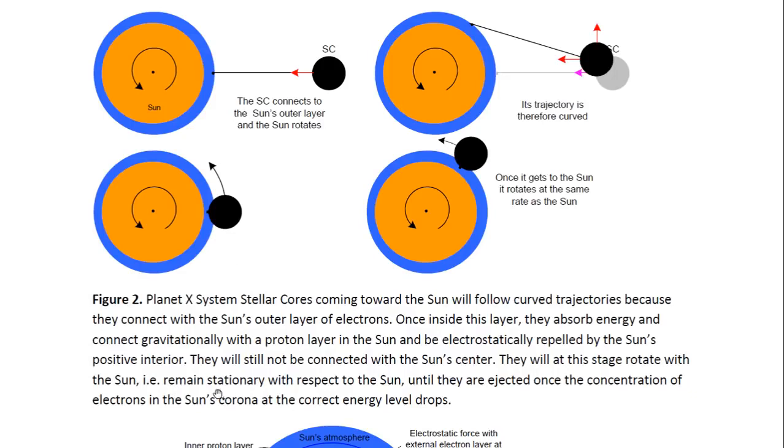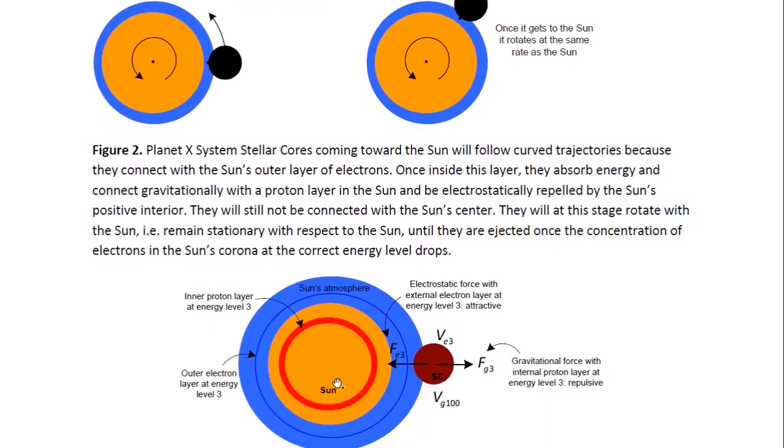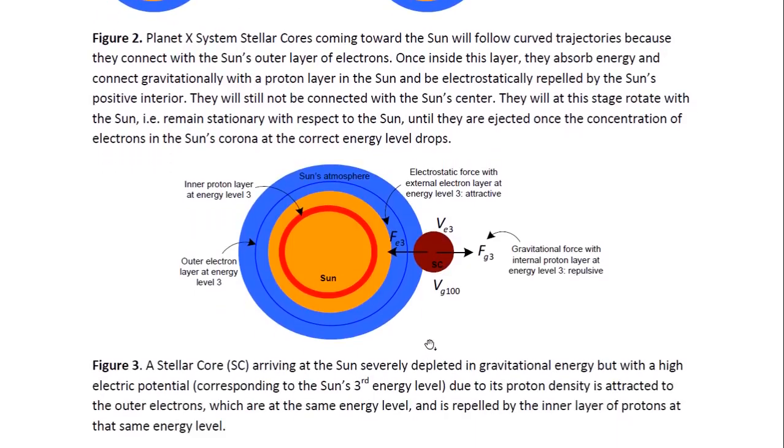In other words, they will tend to remain stationary with respect to the Sun until they are ejected once the concentration of electrons in the Sun's corona at the correct energy level drops. So they are connecting to electrons at this point on the Sun. And once that concentration of electrons drops, then the force which causes them to be attracted towards that point disappears. And this is illustrated here.